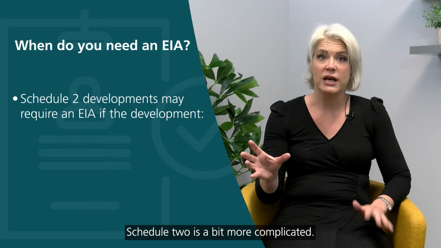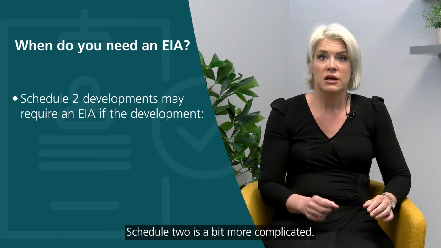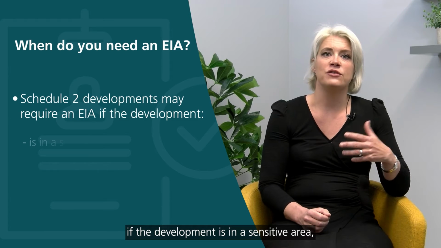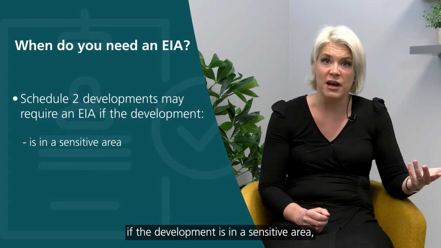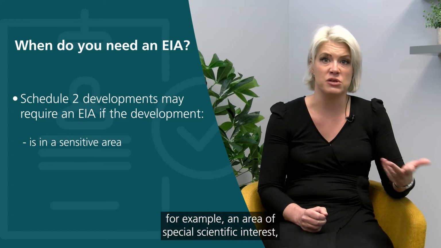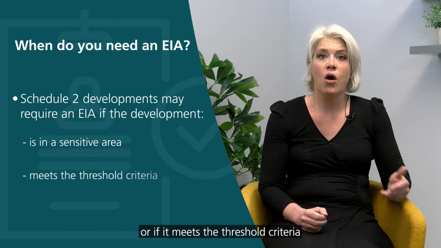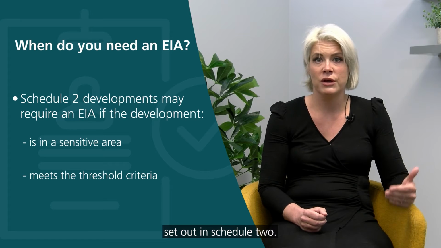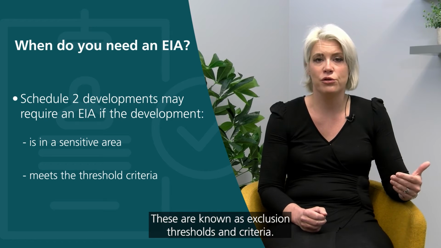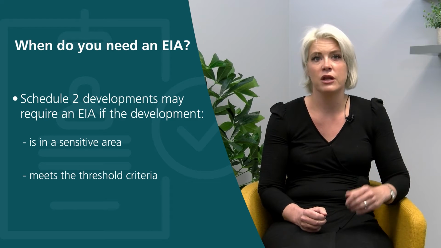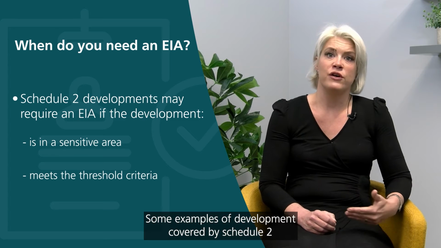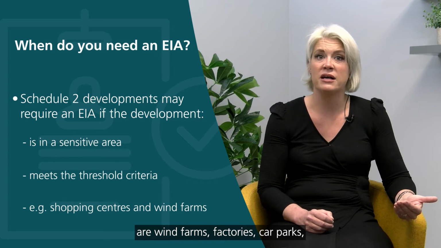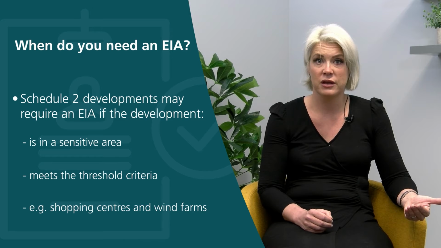Schedule 2 is a bit more complicated. Developments in Schedule 2 may need an EIA if the development is in a sensitive area, for example an area of special scientific interest, or if it meets the threshold criteria set out in Schedule 2. These are known as exclusion thresholds and criteria. Some examples of development covered by Schedule 2 are wind farms, factories, car parks and shopping centres.